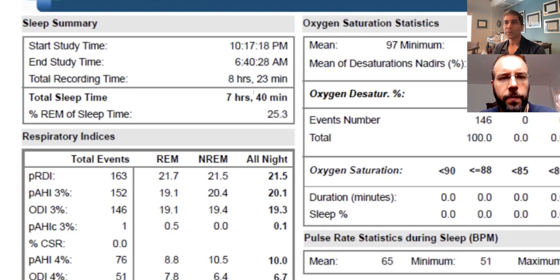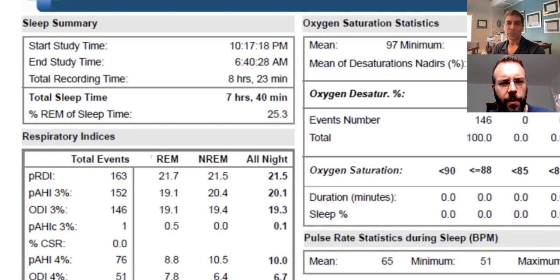Pretty good sleep efficiency. I'm going to go a little quicker because I think people are getting the hang of this, right? The AHI 3% is 20. That falls into what level? That would be moderate sleep apnea. 15 to 30 is moderate. The RDI is not that much greater, so I would just call this straight moderate sleep apnea.